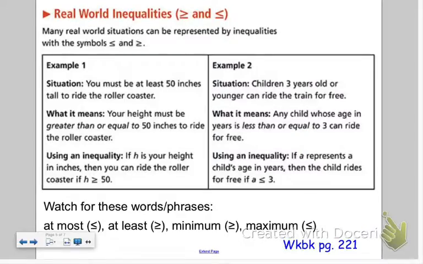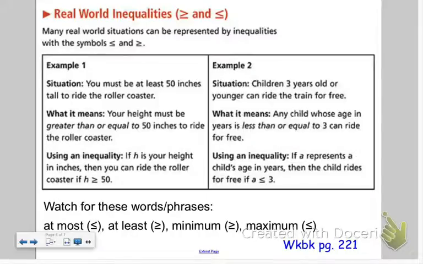And then here's some other situations with the greater than or equal to, less than or equal to inequalities. In example 1, you must be at least 50 inches tall to ride the roller coaster. So maybe they're back at the amusement park. Well, what does that mean? Even though it says at least, that doesn't mean less than. It means that your height must be greater than or equal to 50 inches to ride the roller coaster.